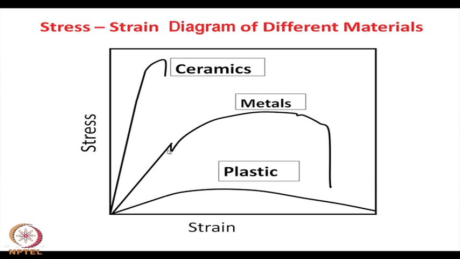Beyond this elastic range, what you call the yield stress, particularly for metals, this part of the diagram, either in the case of metals or plastic, is called the plastic deformation. That is an irreversible kind of deformation.